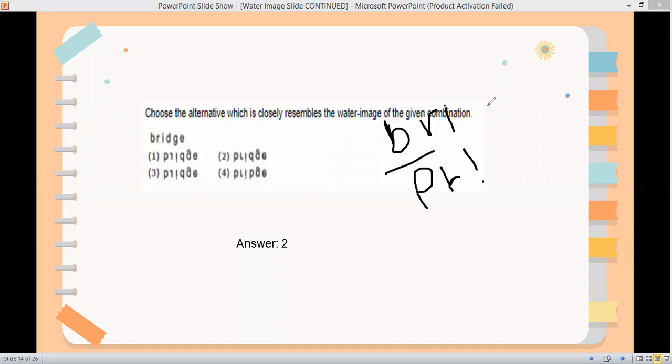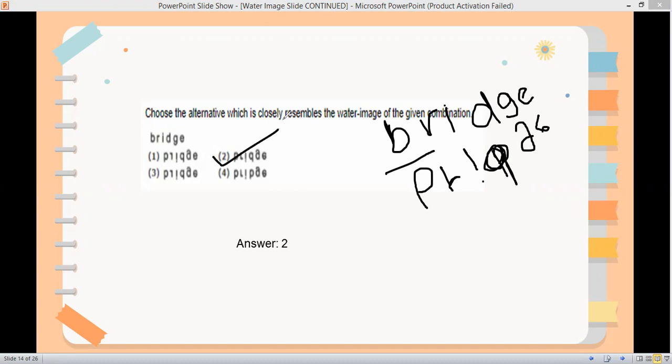Easy, right? D will be like this. So D will be upside down as this. Sorry, this. It will be upside down. And then the G part is given like this. So how will it be made? It will be made like this: the top part of G will be here and the bottom part will be here. E will be like this. So this will be the water image and the answer will be 2.